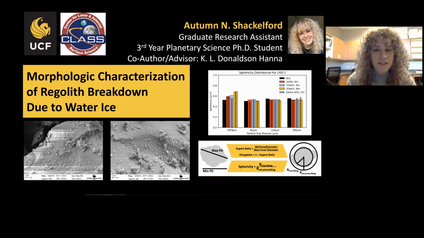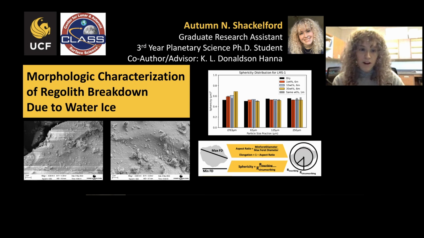In these SEM images here at the bottom of the Mare simulant LMS1, I would like to highlight the increase in clumping and number of fines between the two images. The image on the left is simulant with no water added, and then with 38% of water added on the right. And yeah, you can kind of see there some of the changes that we're seeing.